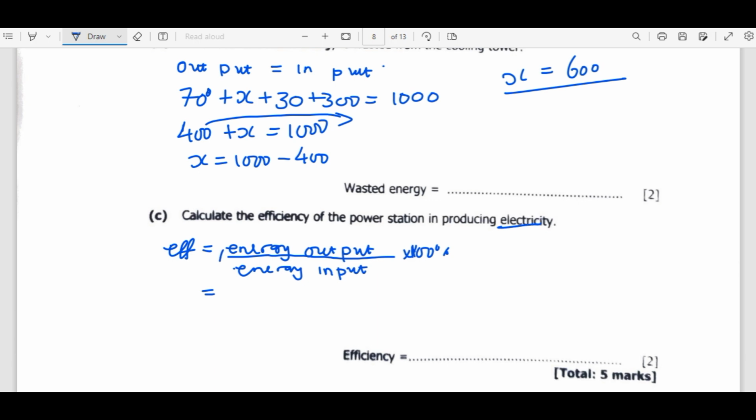So our number on top, we just put 300 joules divided by the input, which is always the one that was put in, multiplied by 100%. If you do the math here, you get 0.3 times 100%, giving us 30% as our final answer. So this was the efficiency. It means that from the 100% of energy that was put in, only 30% was useful. The other 70% is considered to be waste product.